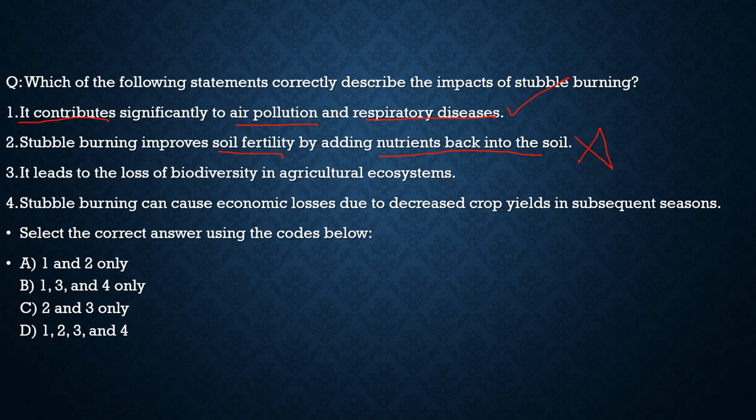Coming to the statement 3, it says it leads to the loss of biodiversity in agricultural ecosystem. 100% it can lead to the loss of biodiversity in the agricultural ecosystem. This is also correct. Coming to the statement 4, it says the stubble burning can cause economic losses due to decreased crop yields in subsequent seasons. 100% correct. Nothing wrong with this statement. It can lead. So with respect to this question, the correct statements are statement 1, statement 3, and statement 4. And from the code given below, the correct code is option B.